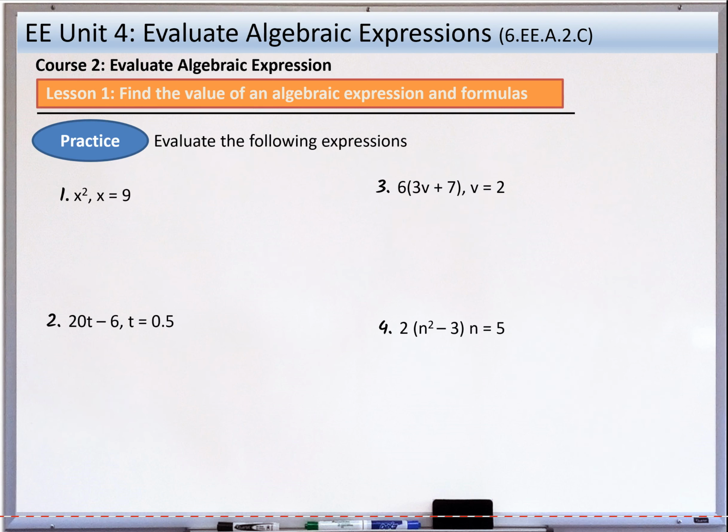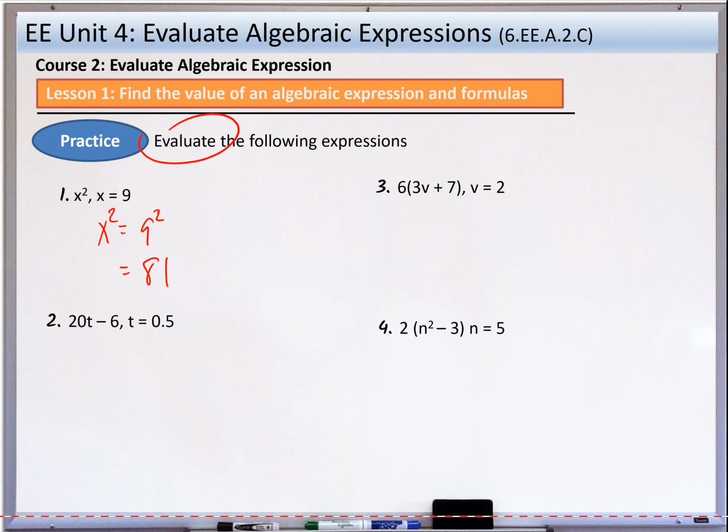Let's get started. Okay, so we're going to evaluate the following expressions. Remember, evaluate means I'm going to replace the value of the variable with a number to give it a value. So look at the first one, x squared, x equals 9. So x squared, x equals 9 is 9 squared, which is equal to 81.